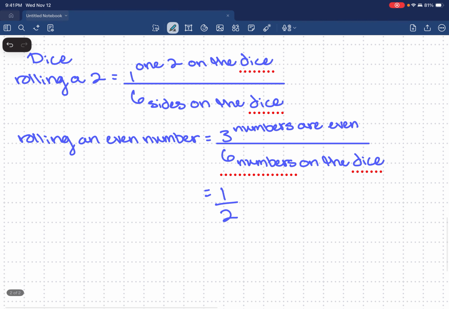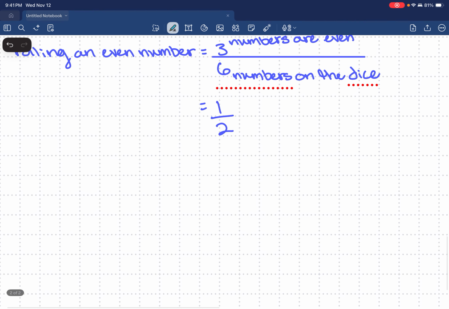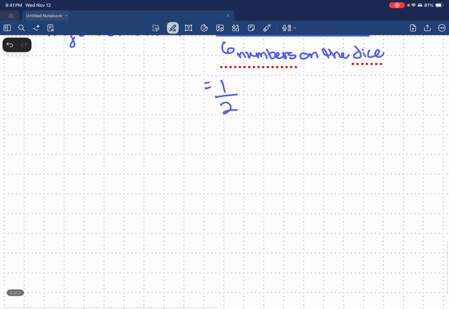So I haven't rolled the dice. It's just, what do I think will happen, or what are my chances of this event actually happening, this actually coming true?